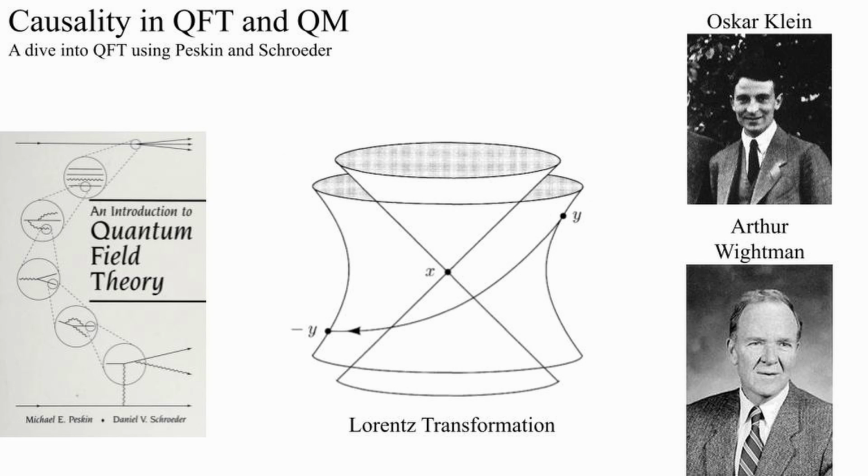Today I'll be discussing causality in quantum field theory as argued in the textbook Introduction to Quantum Field Theory by Peskin and Schroeder. I'll first describe why relativistic and non-relativistic quantum mechanics alone are not sufficient and violate causality, while a quantum field theory, such as the one described for spin zero particles by the Klein-Gordon equation, does preserve causality.